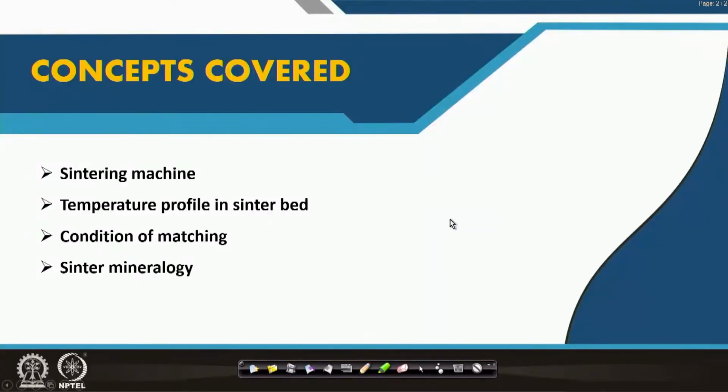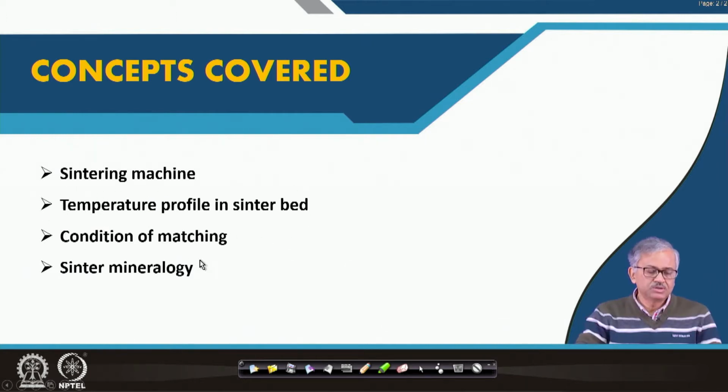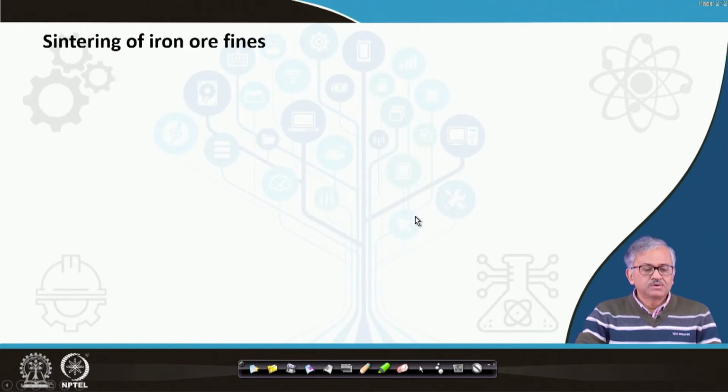So, in this lecture, we will talk about the sintering of iron ore, and the concepts that will be covered. First of all, I will talk about what is sintering, and then the sintering machine, temperature profile in the sinter bed, condition of matching. Matching is a very important phenomenon in sintering. And then sinter mineralogy. Now, sinter of iron fines.